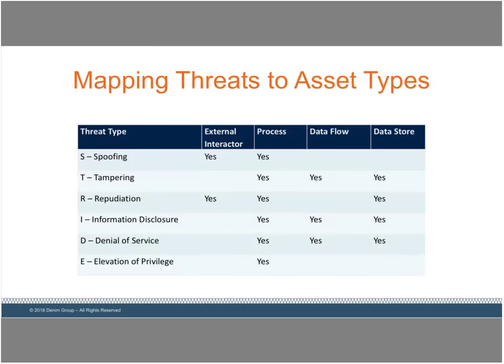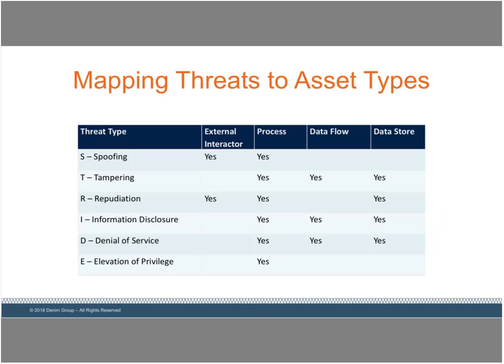And so based on the asset breakdown that you have in your data flow diagram, you can map threats to different asset types. So for example, an external interactor may be able to spoof themselves to the system, and they may be able to repudiate that they participated in a transaction. But you really can't talk about tampering with an external interactor because they're outside of the scope of the system. Similarly, with denial of service and elevation of privilege, because of the role of an external interactor, not something that we're concerned about. Whereas a process, you can do all of these things too, potentially.